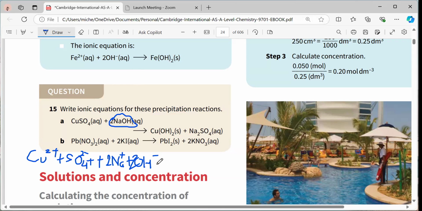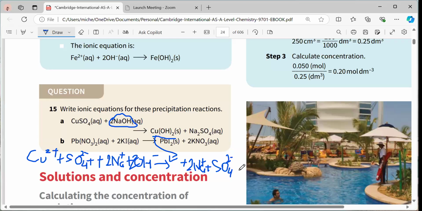Okay, now we're going to write about the product. This is solid, right? So we can just leave this be. I'll just put this right here to save some space. This is sodium sulfate right here. We have Na plus, and this is sulfate. Okay, so now we have all the elements in their ion form.